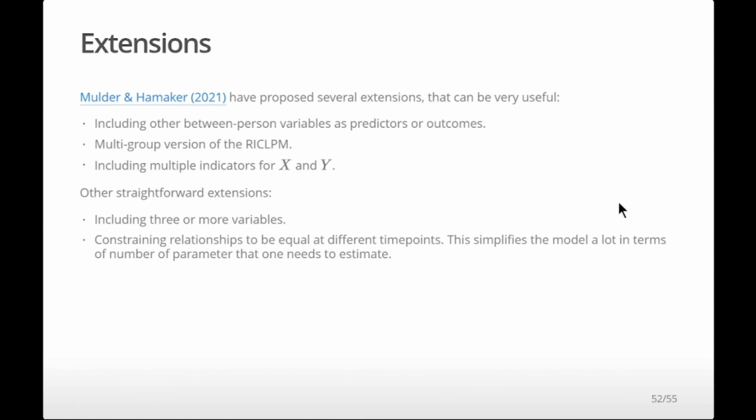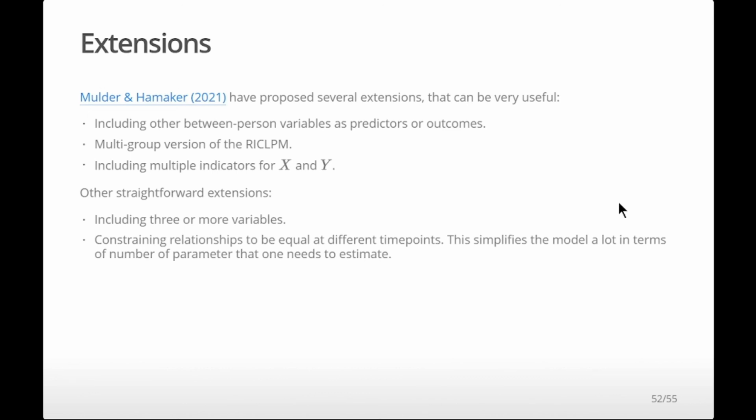You can include multiple indicators, of course, of X and Y. That's quite straightforward, and it's not necessarily a single indicator. You can have as many as you want. I didn't do it because it would just complicate things in programming and explanation, but it's not even that complicated. And you probably need at some point to assume measurement invariance over time, so the indicators have the same relationship with the constant component.